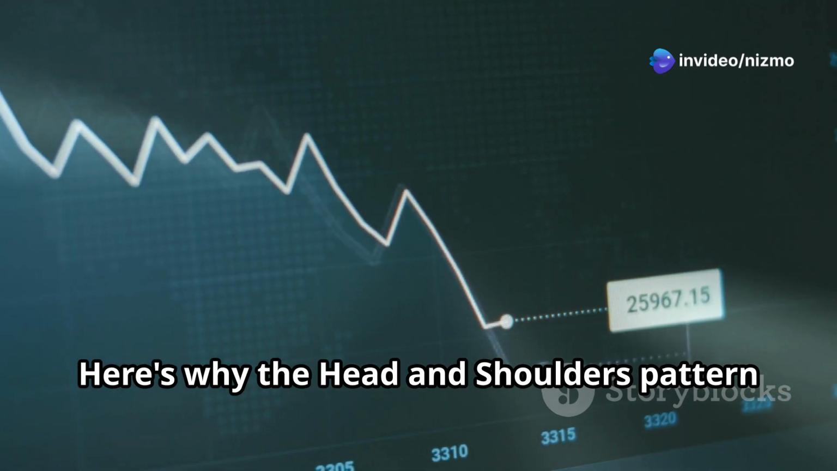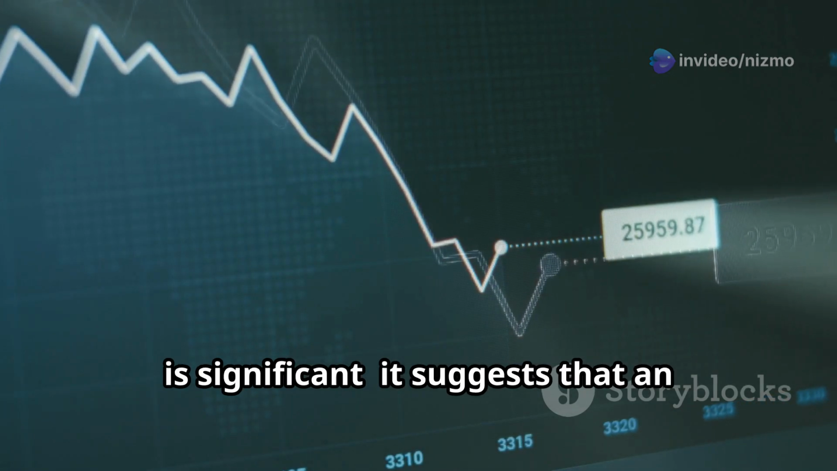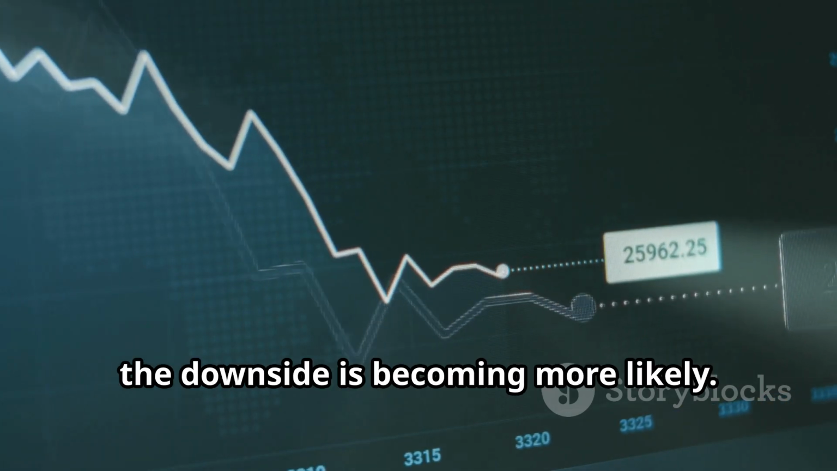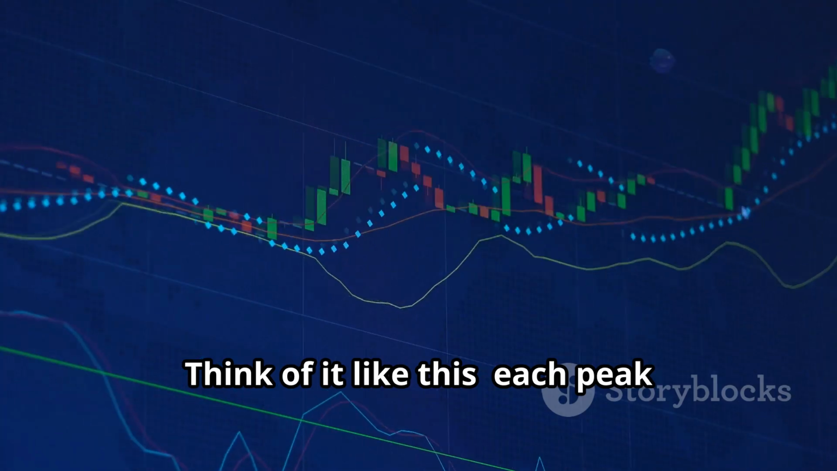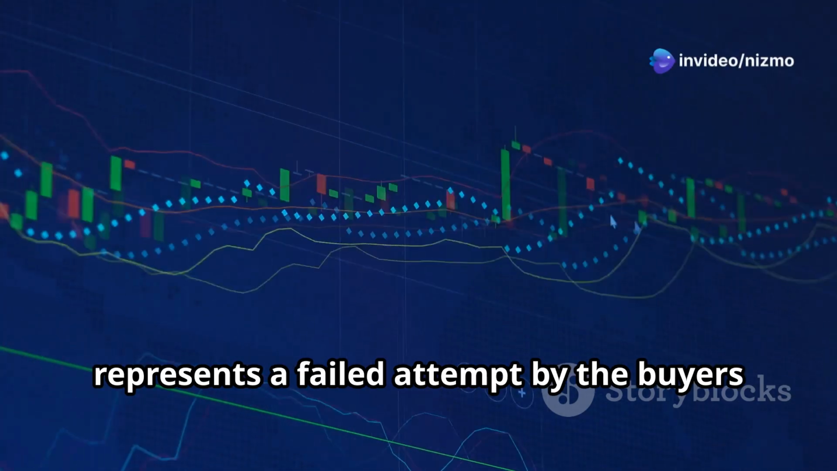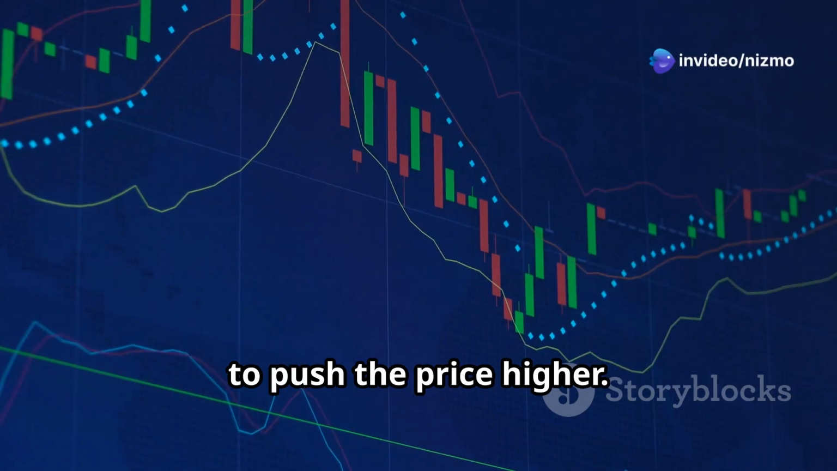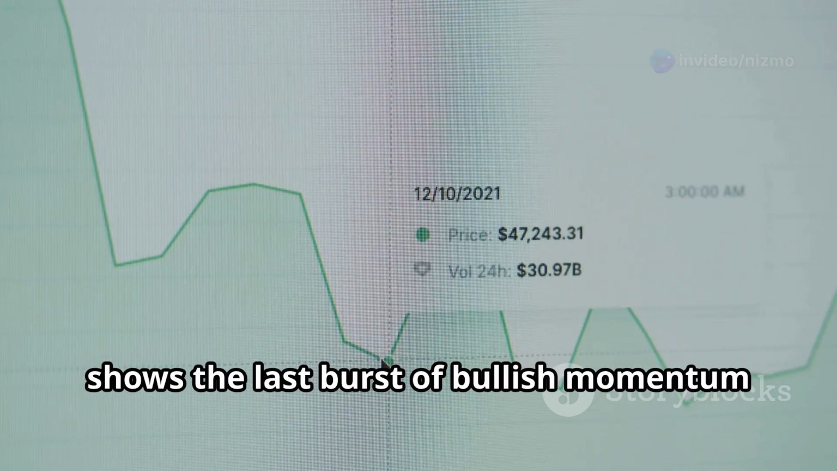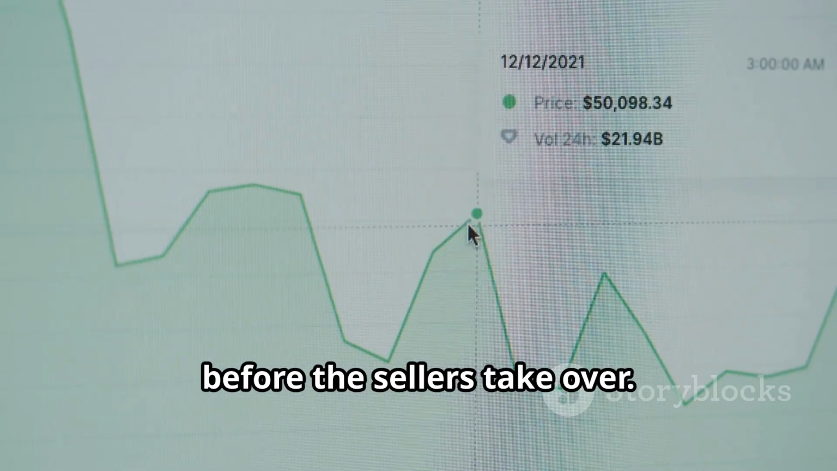Here's why the head and shoulders pattern is significant. It suggests that an uptrend is losing steam and a reversal to the downside is becoming more likely. Think of it like this. Each peak represents a failed attempt by the buyers to push the price higher. The head, being the highest peak, shows the last burst of bullish momentum before the sellers take over.